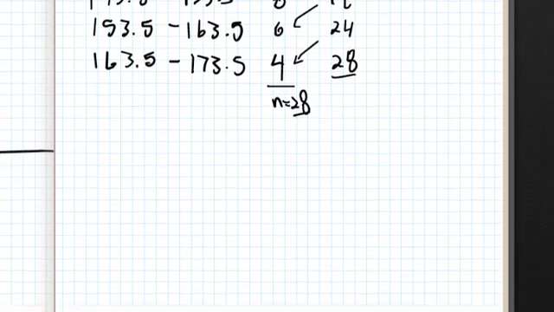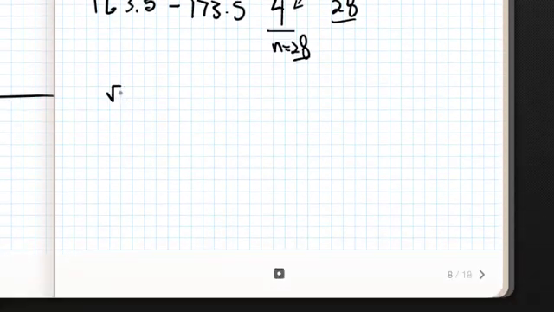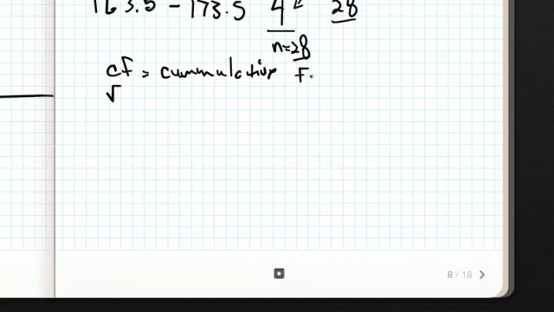So we're going to do RFs. I should probably write that down. CF equals cumulative frequency, and RF equals relative frequency. All the relative frequency is, it's the frequency of that specific class relative to the others, to the total. So what we end up with is a percentage.